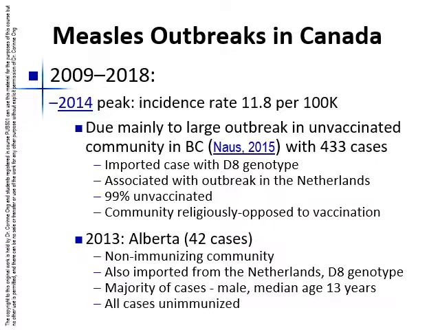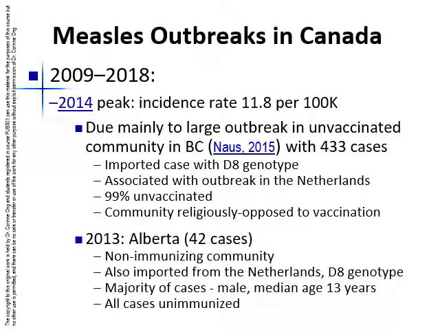This was due to a very large outbreak in an unvaccinated community in British Columbia. There were 433 cases. The index case was an imported case from the Netherlands. Once again, the outbreak occurred in a religious community that was opposed to vaccination, and 99% of the cases were not vaccinated. The outbreak in the Netherlands started in 2013 and had more than 2,500 cases.